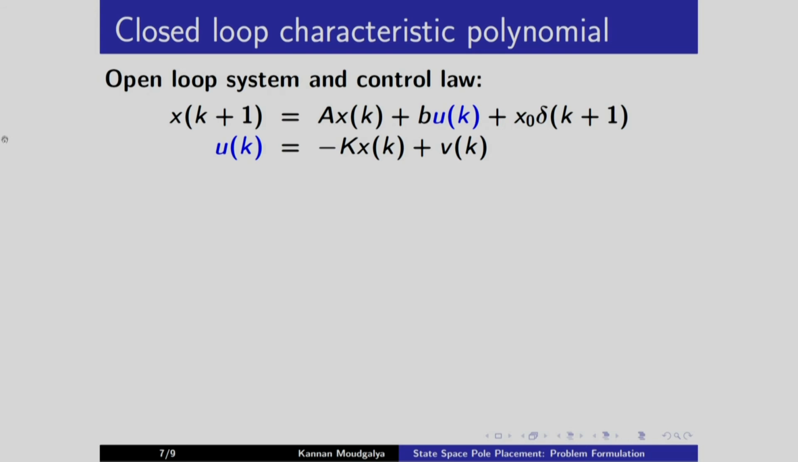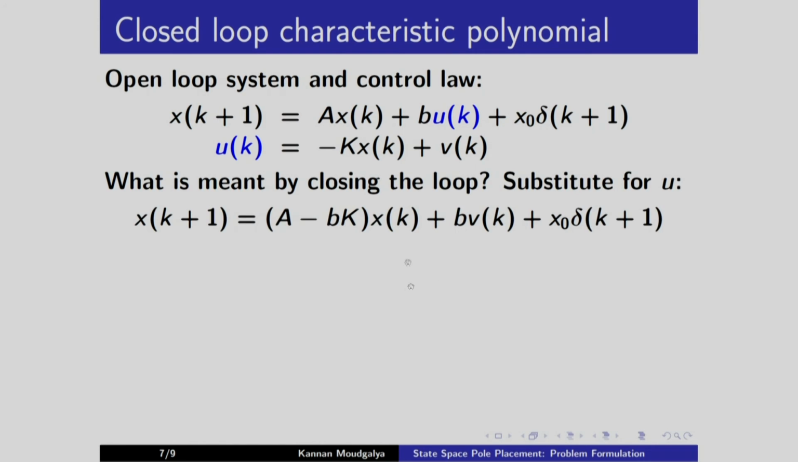Now let us close the loop. Here is our state space equation, here is the feedback control law. What is meant by closing the loop? I substitute for u in terms of this expression into the first equation. That is what is meant by closing the loop. So let us go and do that. In the place of uk, I have substituted this and grouped the x terms. I have got this as we saw in the previous slide.